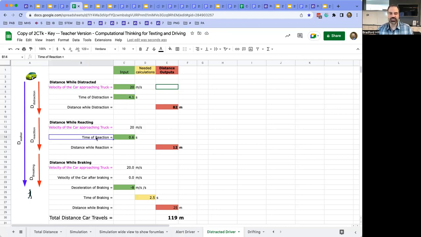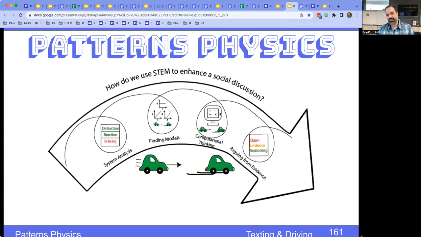Oh, you're tired? Change the reaction time. I should add sleepy and maybe it's 1.6. You can see it. So now that we have this, we can really think through a lot of different scenarios quickly. Computational thinking, a human brain plus a computer. Very powerful. All right, so to wrap it up, they got their simulation, they've learned something about it.